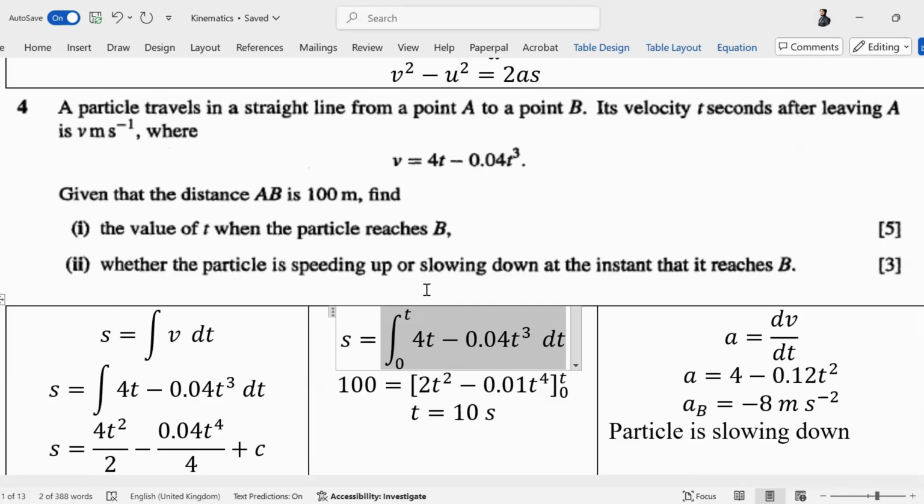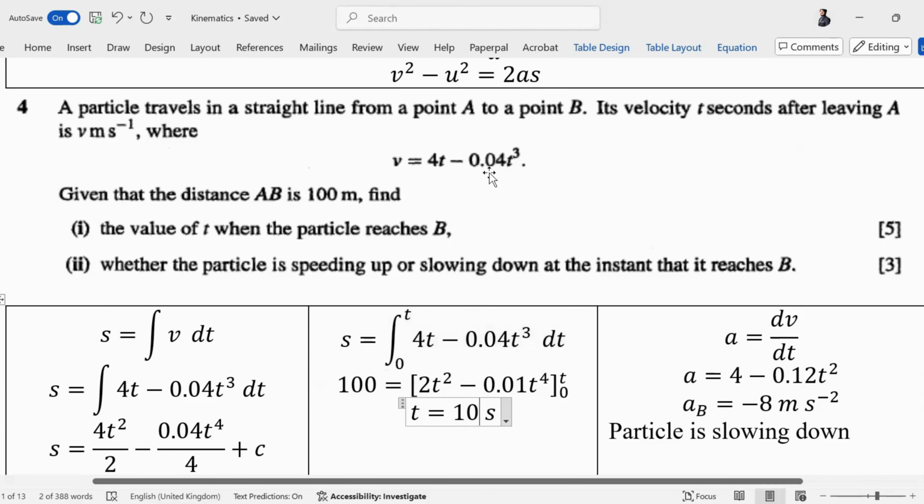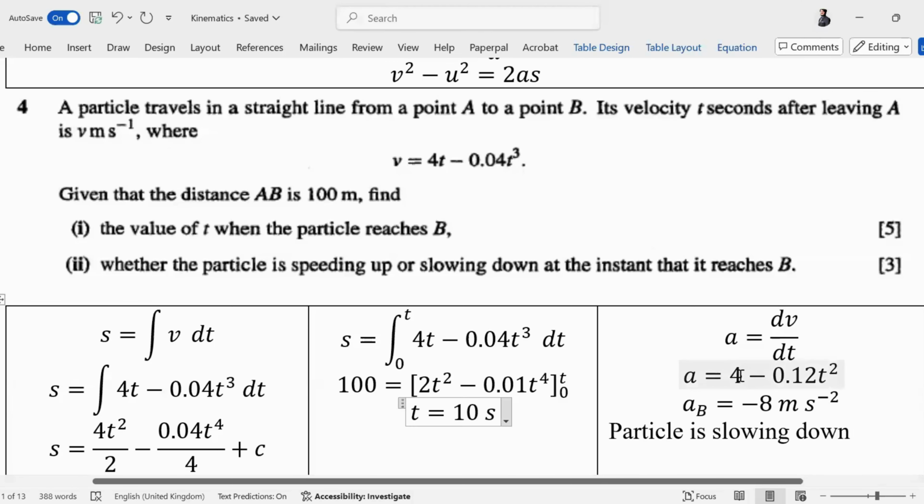सही है? So you will find velocity at B. How will you find it? You know the time. You can plug in and find the velocity at B, and also find the acceleration at B. Do it. Differentiate. This is your acceleration. You need to find whether the particle is slowing down at B or speeding up.